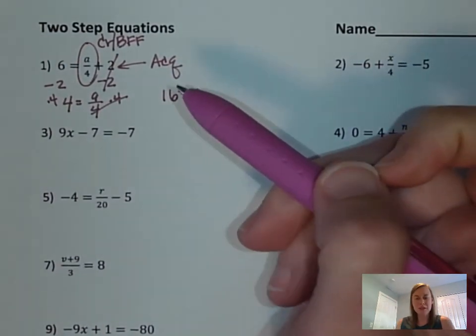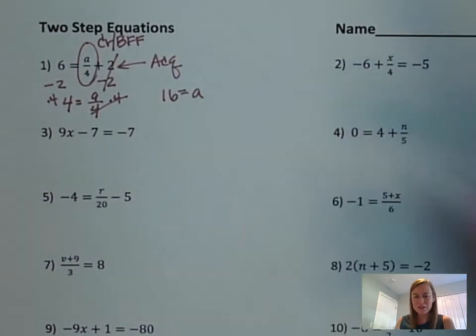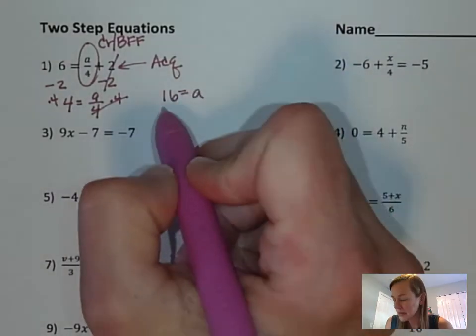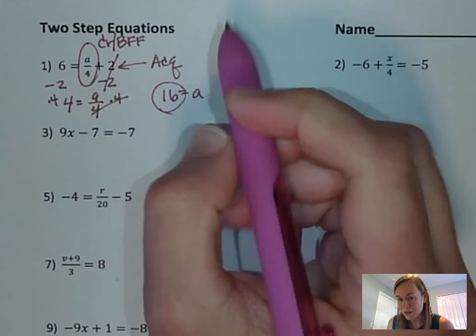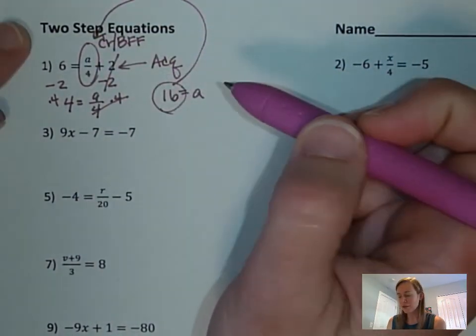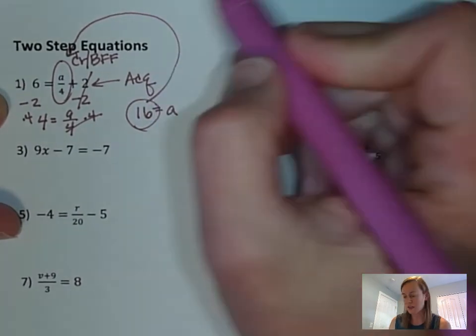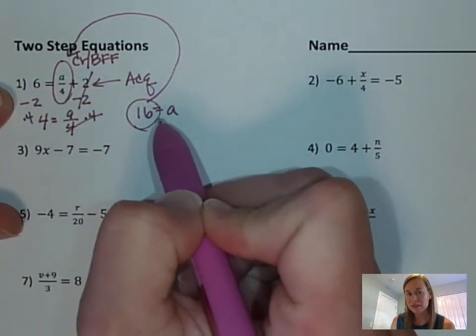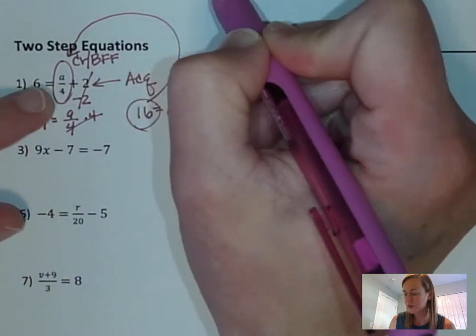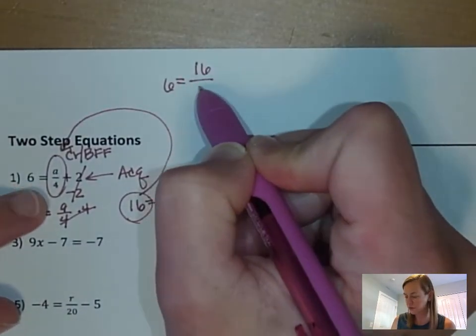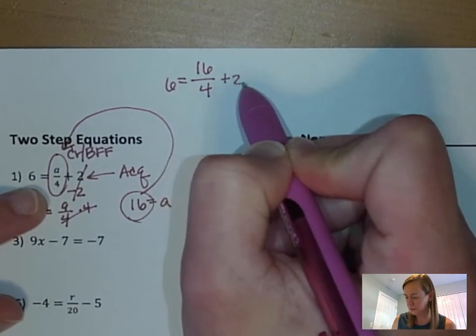Now you do want to double check, make sure this makes sense, especially if you're not completely sure what you're doing is right. So here's how you double check. You would take the answer you got for a and you plug it in where a is. I'm going to rewrite this whole thing. It might look a little messy, but just stick with me. I'm going to rewrite this whole thing, and instead of writing a, I'm going to write 16. 6 equals 16 over 4 plus 2.